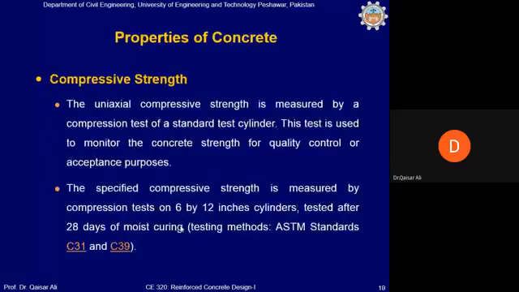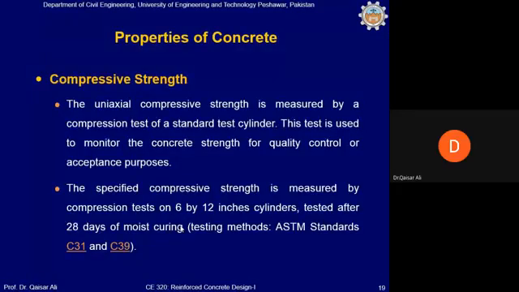First of all, we will study the properties of concrete and steel. And out of these two, we will first study the properties of concrete. And in all the properties of concrete, the compressive strength is the most important property, because the compressive strength of concrete is considered as an indicator for all other properties of concrete. An indicator means that if compressive strength is good, then all other properties of concrete will also be good.